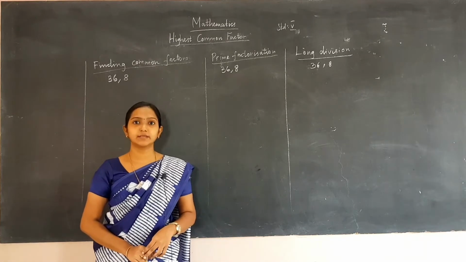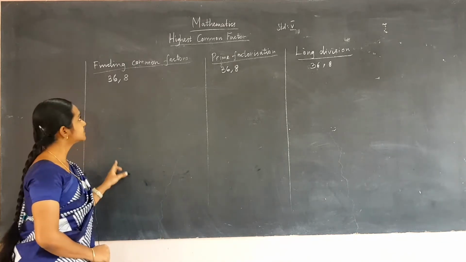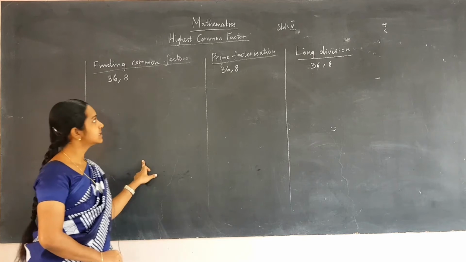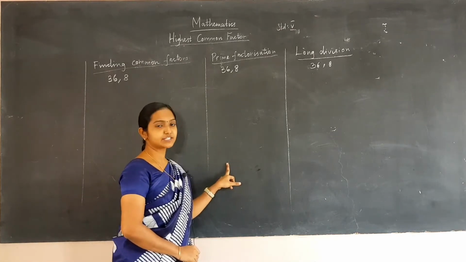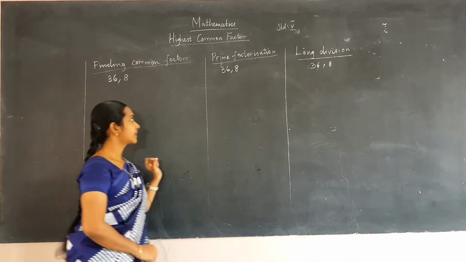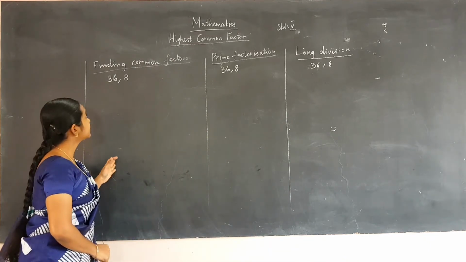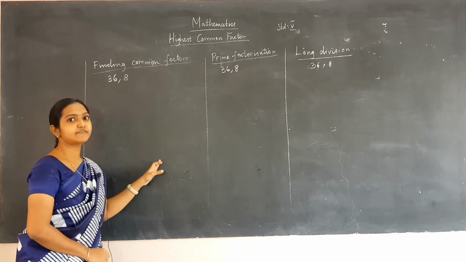There are three methods to find highest common factor. The first method is finding common factors. Second one is prime factorization and third one is long division method. Let us learn them one by one. First method is finding common factors.